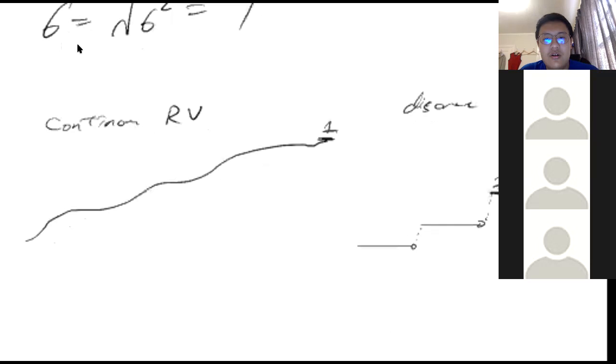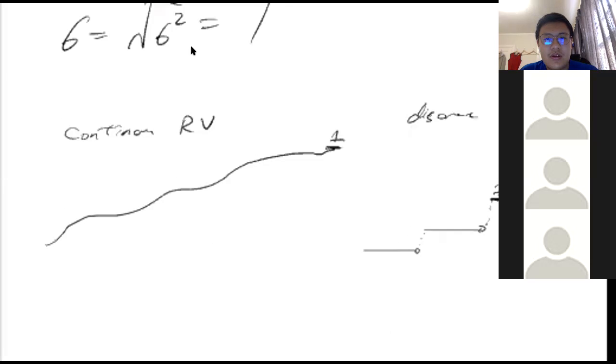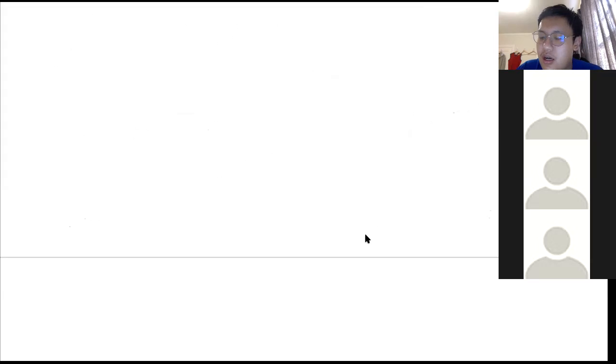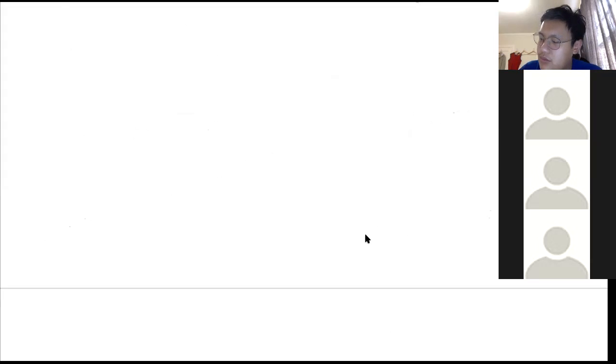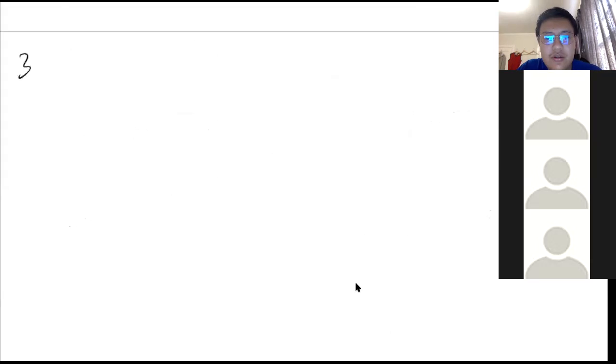Okay, I will go through problem 3. The question is, we're given a PDF of f(x) equal to 2x over 3, and x is in the range of 1 to 2, and we want to find the variance and mode.